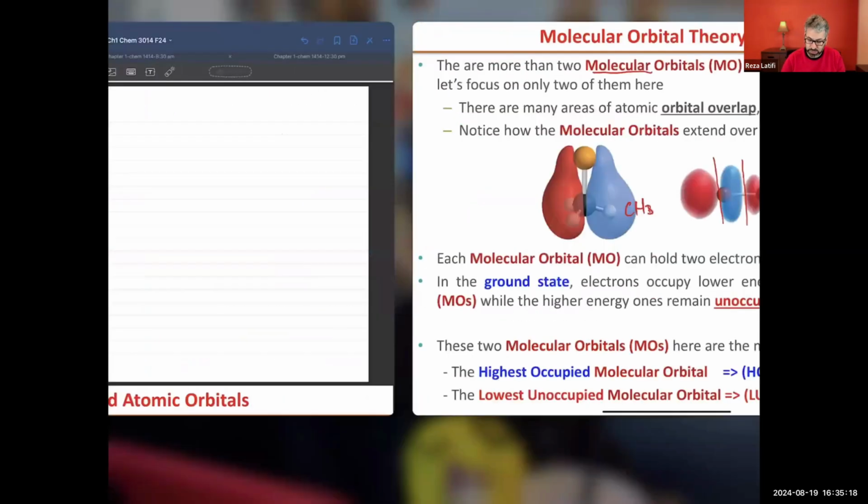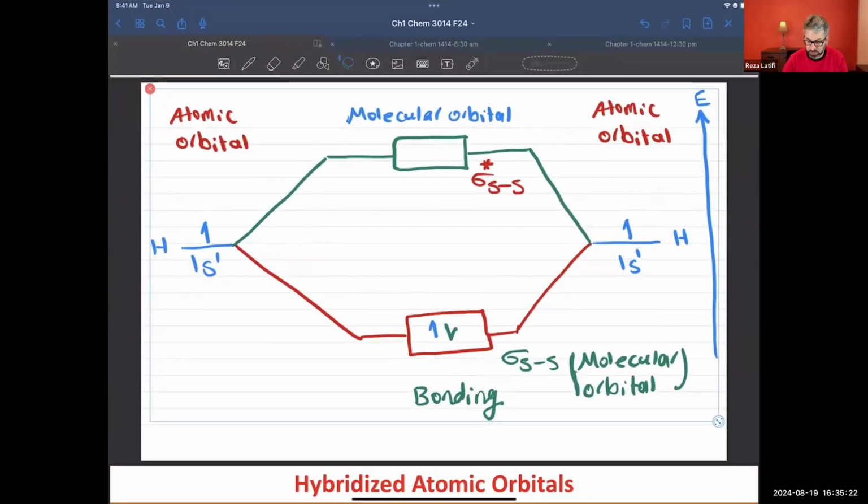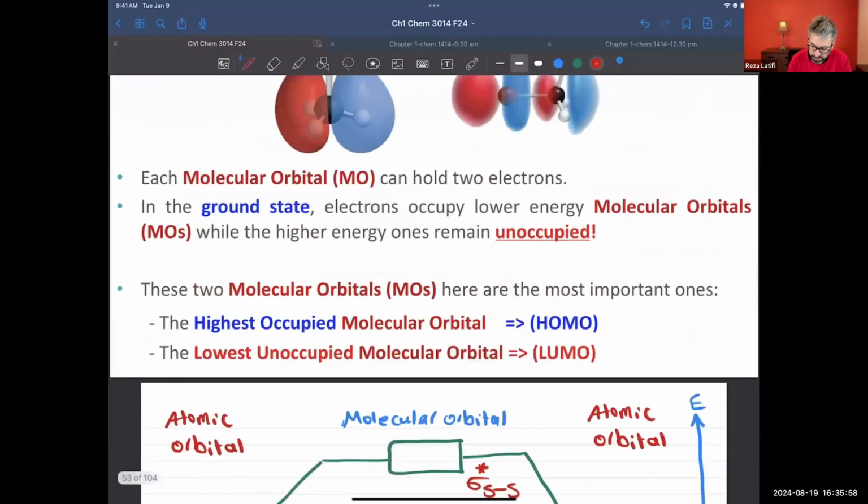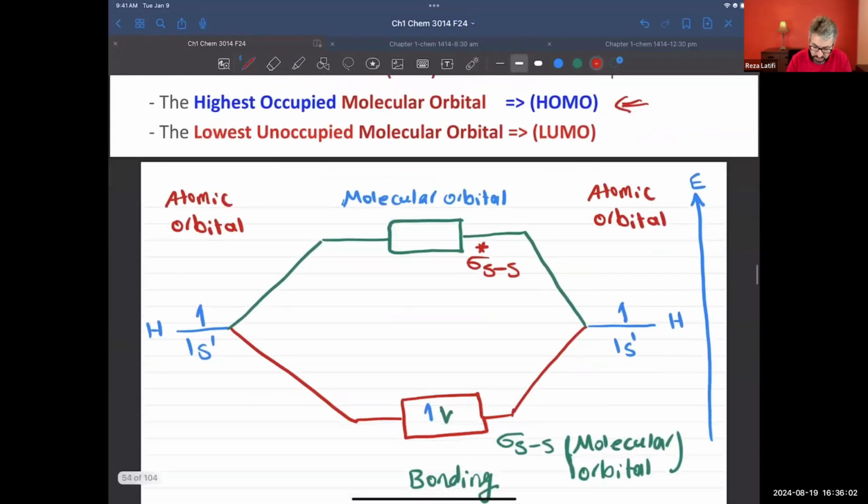Let me show them on the diagram that we practiced for the hydrogen molecule last time. This is the molecular orbital diagram for H2. We have two hydrogen atoms reaching each other, two atomic orbitals reaching each other, giving us two orbitals: the bonding sigma s orbital and the sigma star orbital. The highest occupied orbital is the HOMO, and for hydrogen this is the sigma s orbital. The lowest unoccupied orbital is the sigma star, and this is the LUMO.